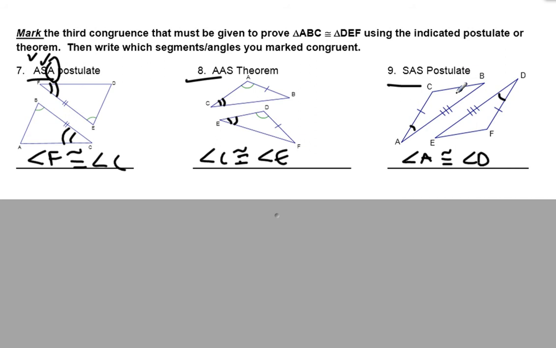And number 9, it had to be side, angle, side. So the angle had to be included. We already had 2 sides marked. If I put the angle here, it would not be in between the 2 sides. It would be side, angle, nothing, side. We don't have that. So it had to be at angle A. And it also had to be at angle D, in between the 2 sides.